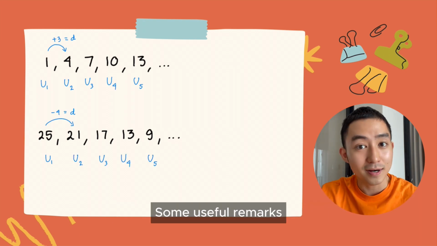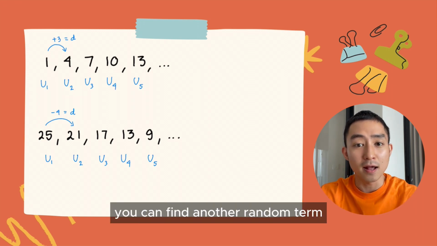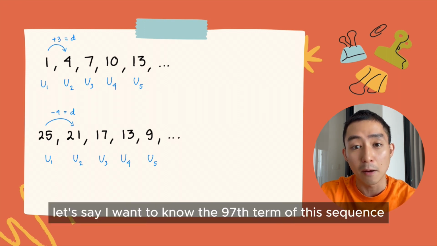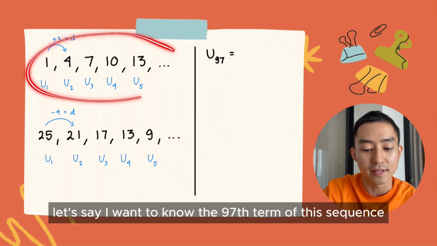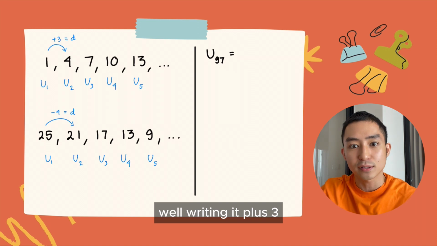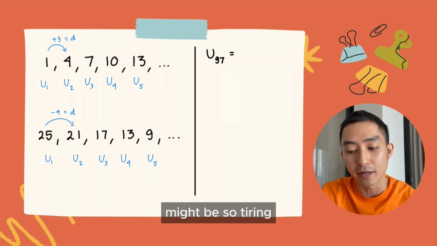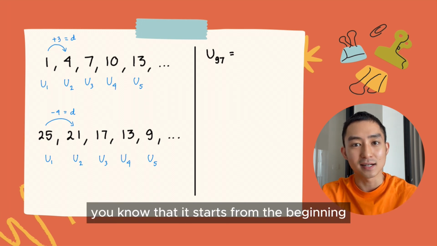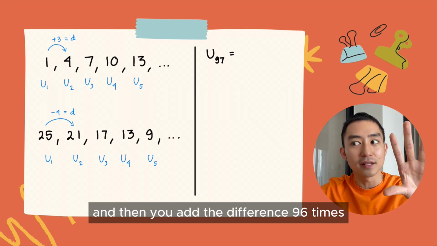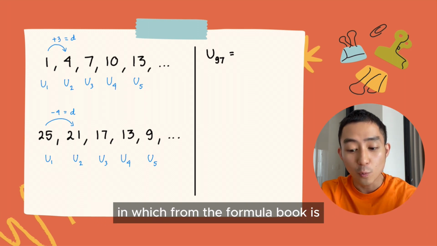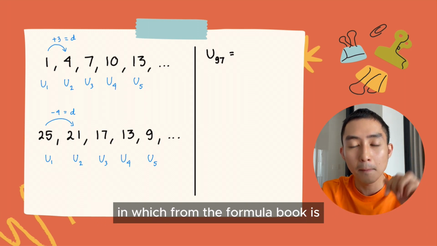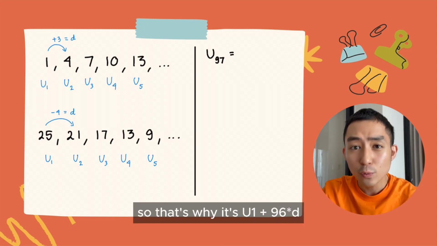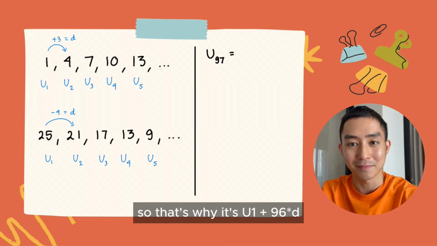Some useful remarks about this is that you can find another random term that is far from the beginning. For example, let's say I want to know the 97th term of this sequence. Writing it plus 3, so on and so on might be so tiring. That's where understanding the formula becomes very useful. You know that it starts from the beginning and then you add the difference 96 times, which from the formula book is u1 plus n minus 1 multiplied by d. So that's why it's u1 plus 96 multiplied by d.